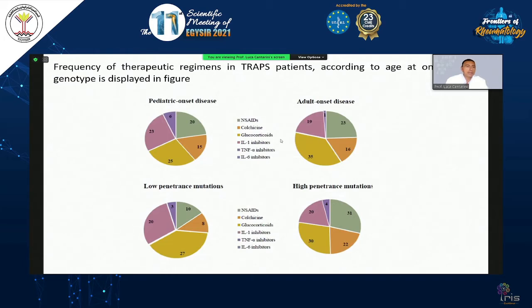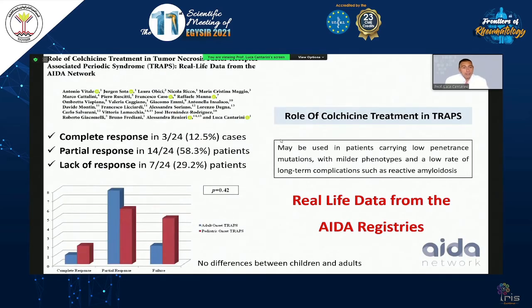In these further pictures, you can see the frequency of the different therapeutic regimens in our patients according to the age at disease onset and according to genotype. More recently, we reported in the study the role of colchicine treatment in patients affected with TRAPS, and you can see we observed a complete response in about 10-12% of patients, a partial response to colchicine treatment in about 60% of patients, and a lack of response in about 30% of patients.